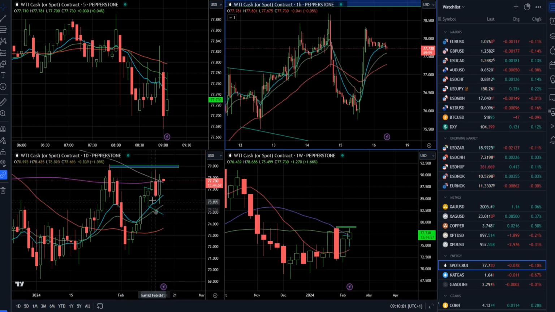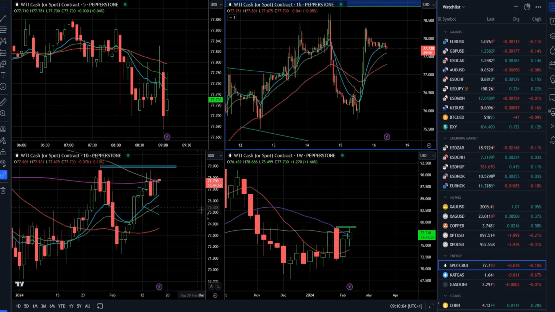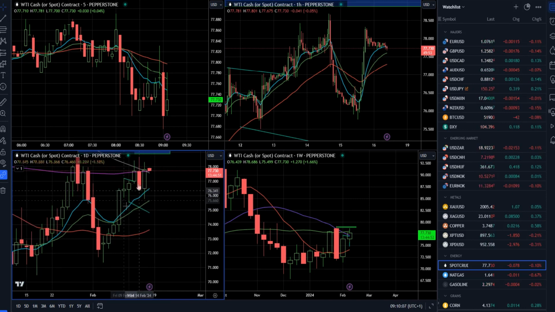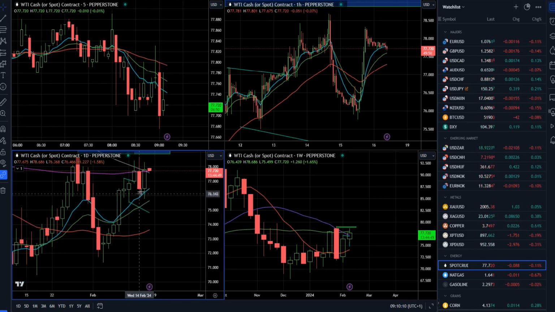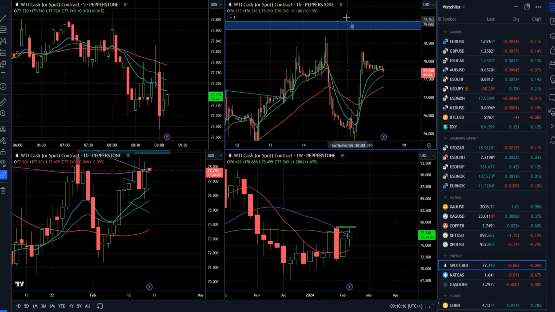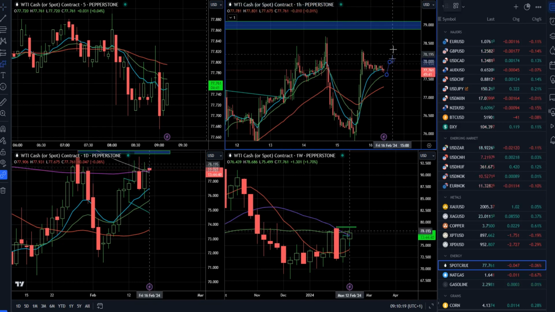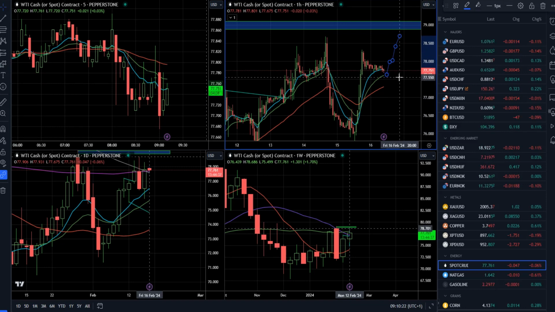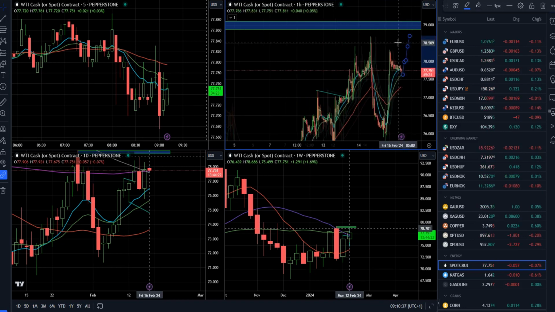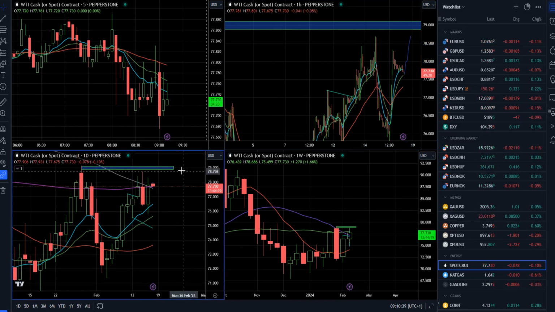Now watching crude oil, we can see that twice we rejected off the rising 10-day moving average, right here and right here, a strong rejection. So potentially we're building a bull flag on the hourly time frame. This was a strong momentum that kicked in yesterday, so there is a chance for upside continuation after we complete this pullback and this bull flag. So there will be a chance for the retest of, let's say, the 78.70 mark or even the 79.10 mark.